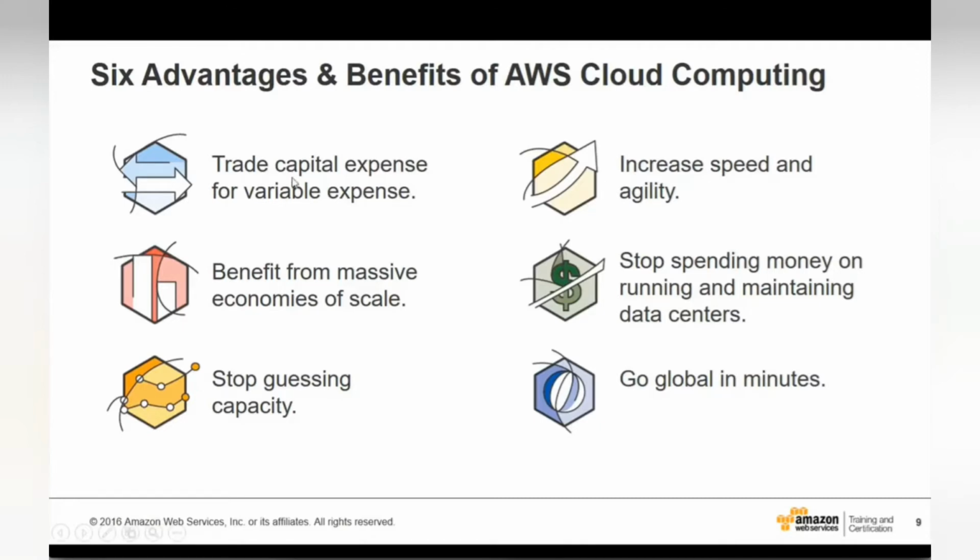First one, of course, here is you're trading capital expense for variable expense. This is a big one. You don't have to build a data center if you just want to host an application or try and do some big data analysis. You can spin up instances and compute power as and when you need them, as we talked about, and then close it down when you're no longer needing it.